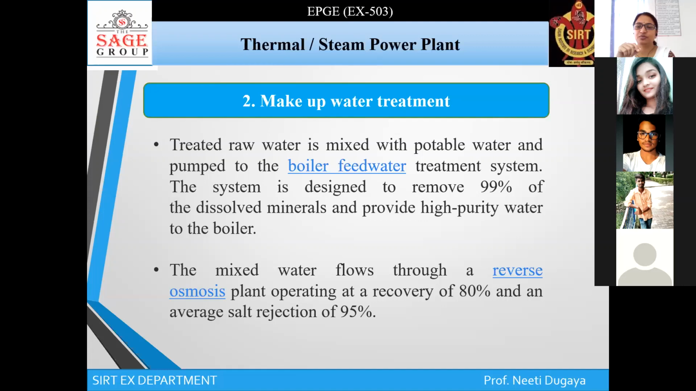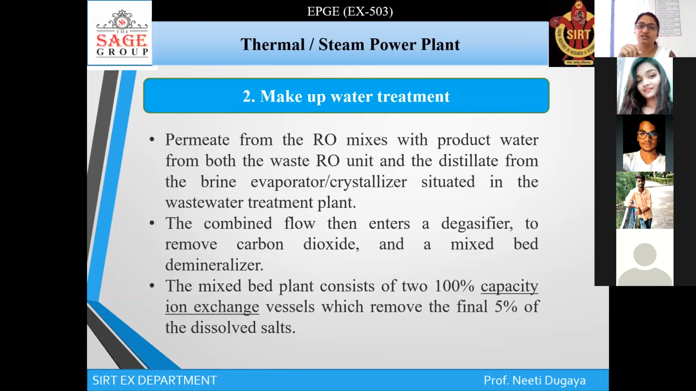And then the permeate from RO is mixed with the pure water, and from both the waste RO unit and the distillate from the brine evaporator crystallizer, which is situated in the wastewater treatment plant. The combined flow, RO plus fresh water, then enters the gasifier. What does the gasifier do? The gasifier removes the carbon dioxide, and then a mixed bed demineralizer was also there.